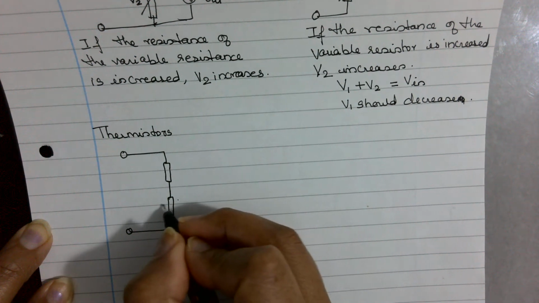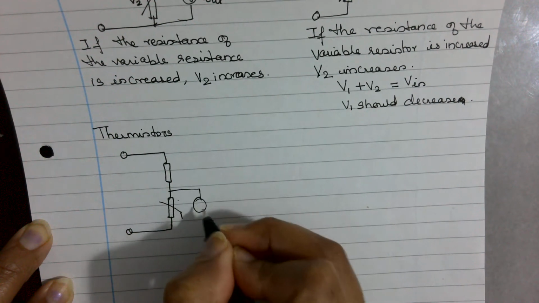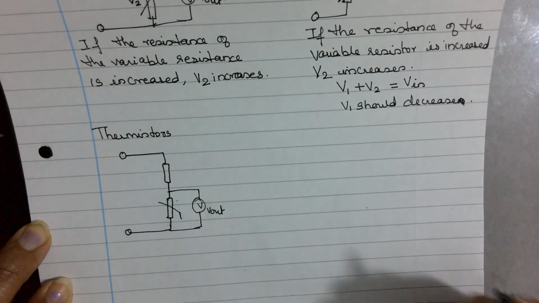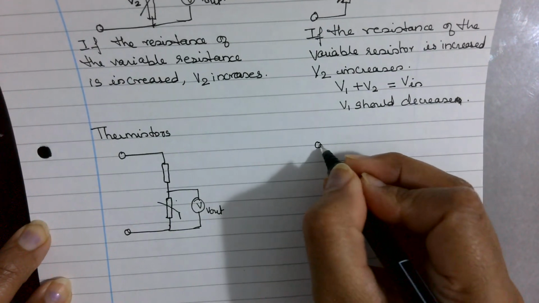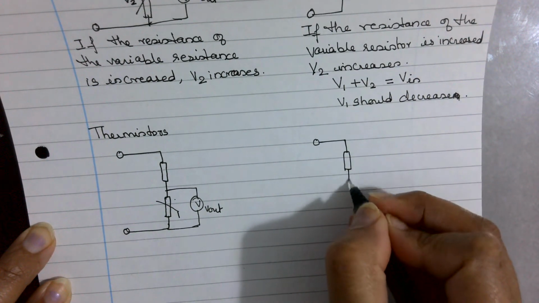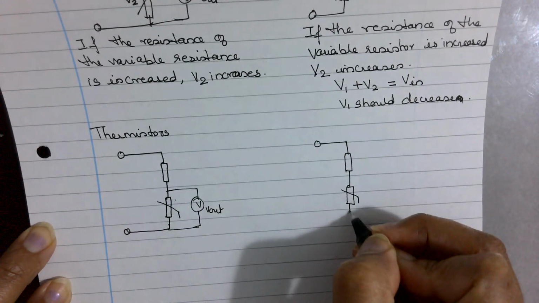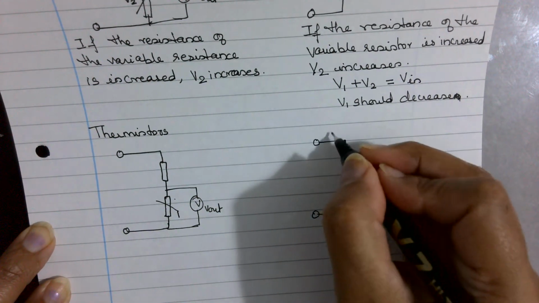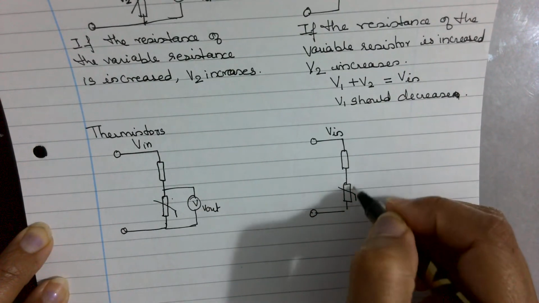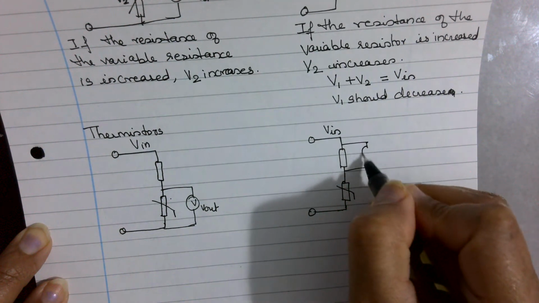So I have a thermistor here. First I'm connecting the V out here. And in the other one, I have the V in here. Instead of connecting it across the variable component, I'm connecting it here.